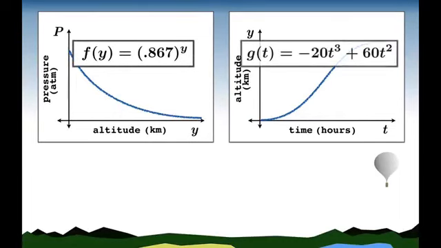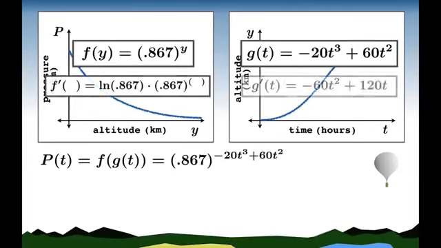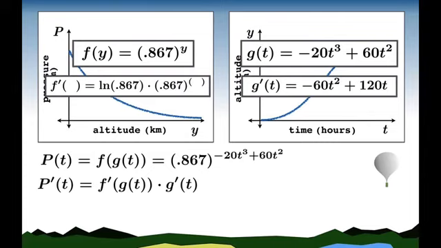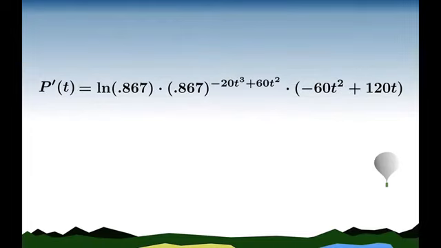So here are the relevant functions that describe pressure as a function of altitude and altitude as a function of time. And here is our explicit composite. Here are the relevant derivatives. We know how to take the derivative of an exponential function, and we know how to take the derivative of a polynomial. The chain rule tells us how to take the product of these derivatives evaluated at the right spot. And when all the dust settles, you get this fearsome looking expression. As bad as this looks, it does have the virtue of telling us explicitly what the rate of change of pressure is with respect to time as a function of t and t alone.